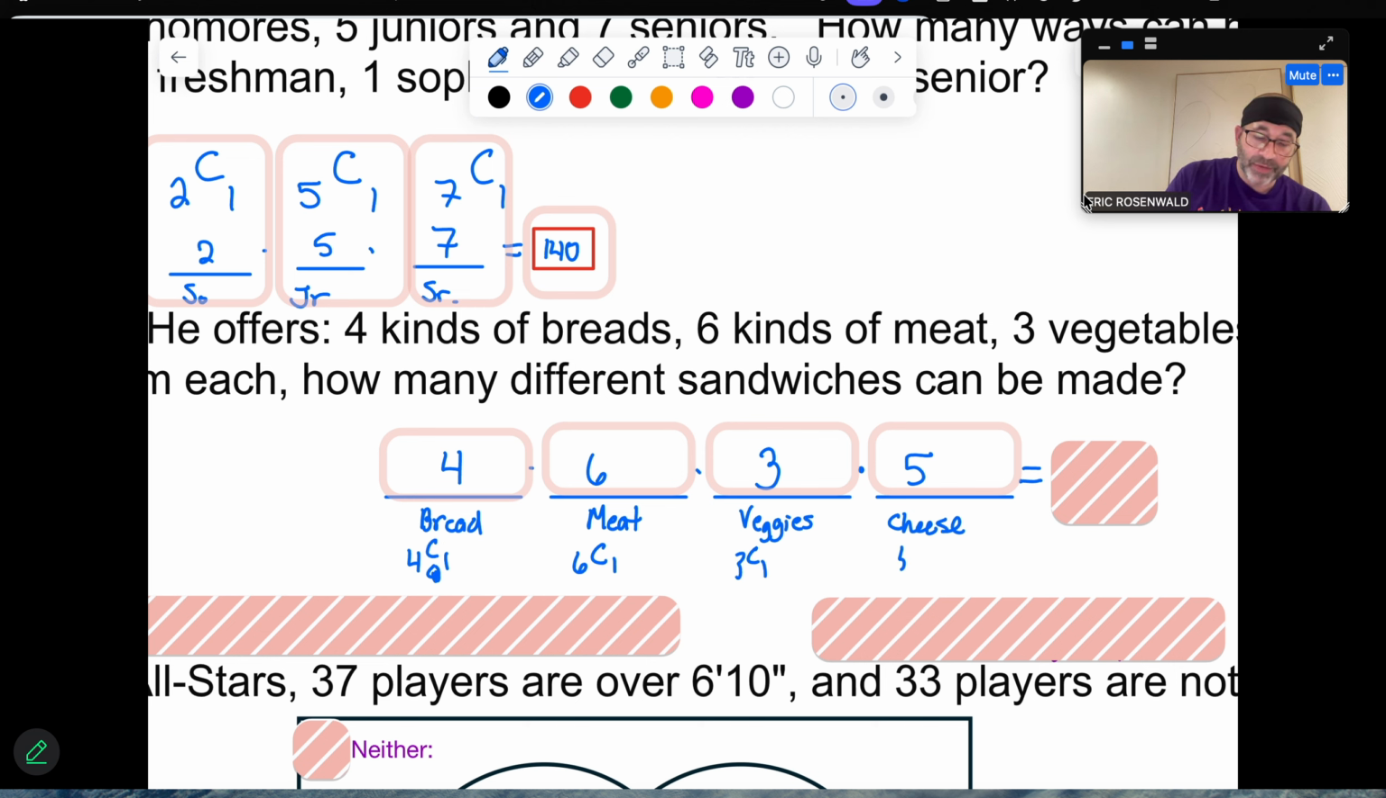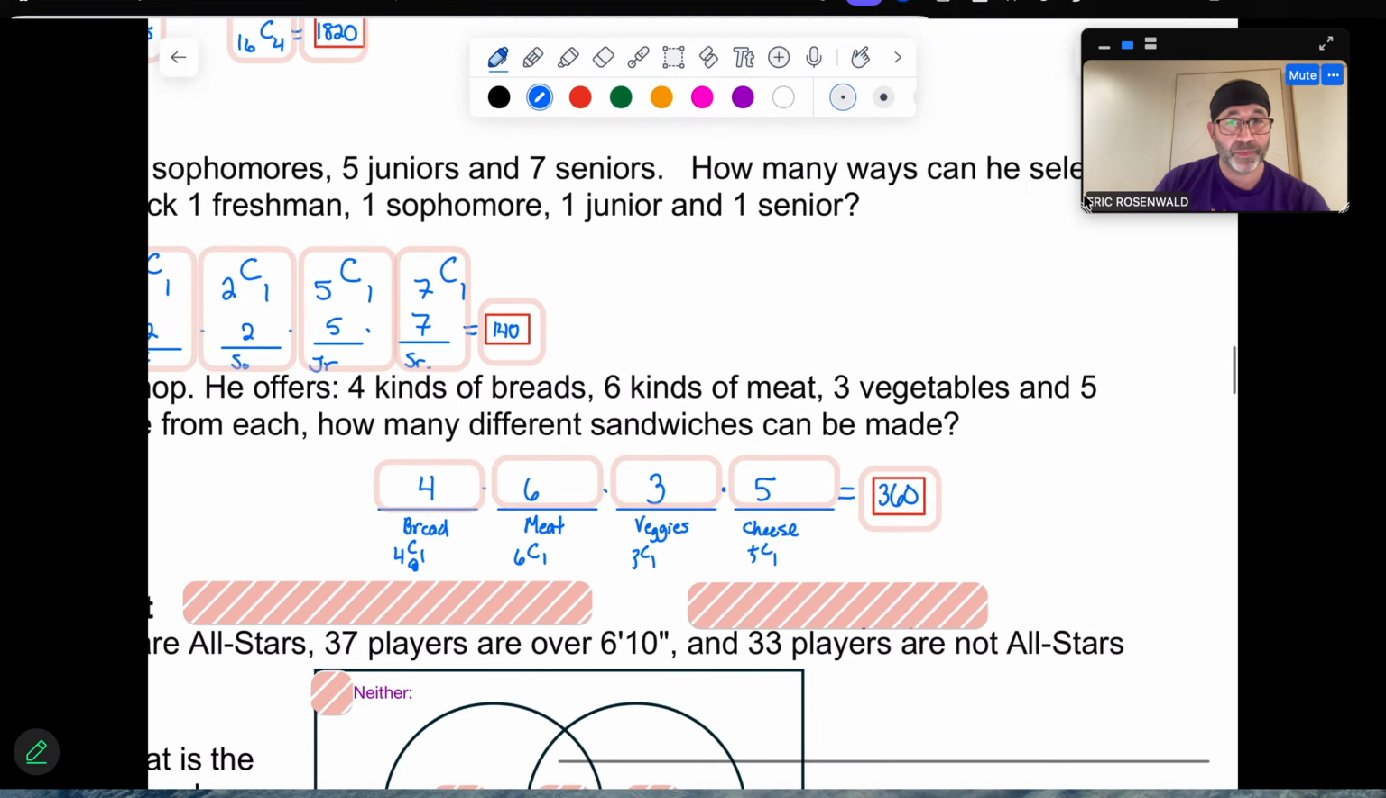And then we're going to do 5, choose 1. The order doesn't matter because ultimately I'm going to have a sandwich. I could go up to the register and say, I would like this meat, this veggie, this cheese, and this bread. Or I could say, I want this bread, this veggie, this cheese, this meat. So the order that I'm presenting doesn't matter. Ultimately it's 4 times 6 times 3 times 5, which is only 360 different sandwiches.